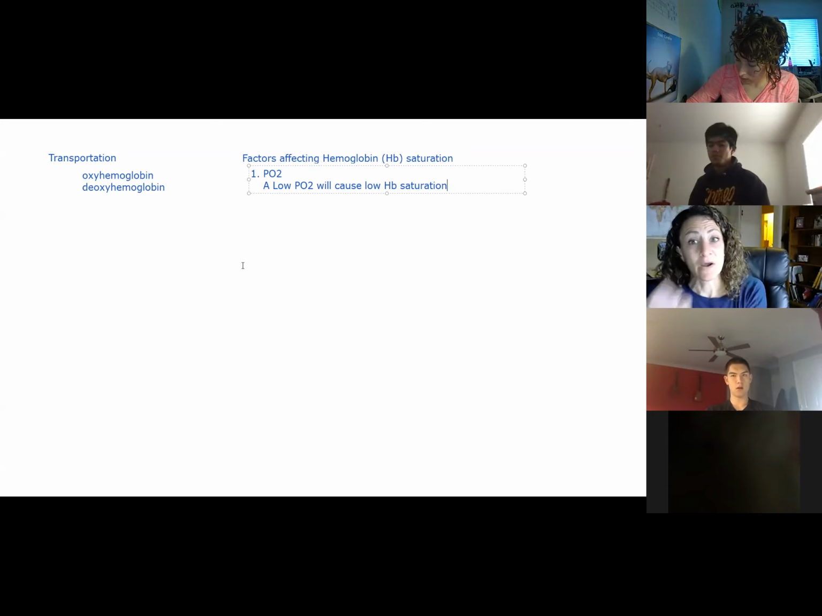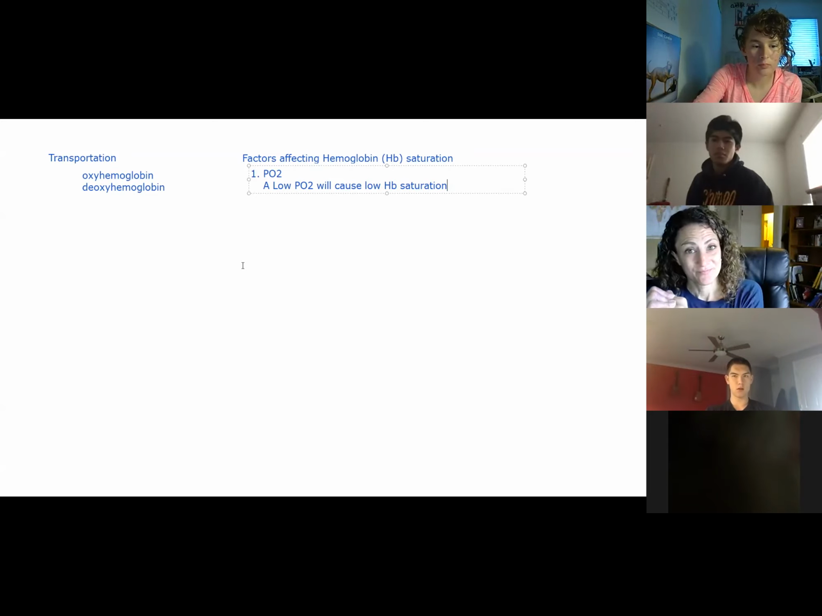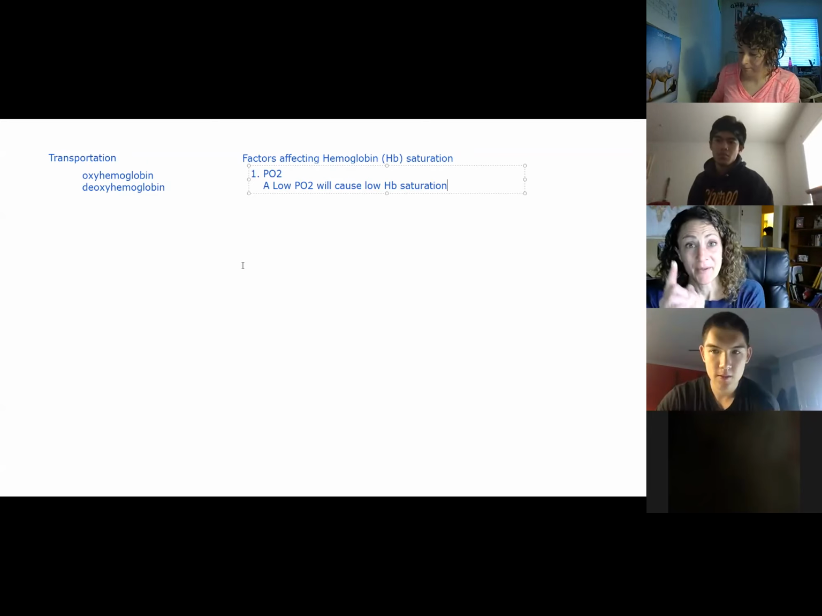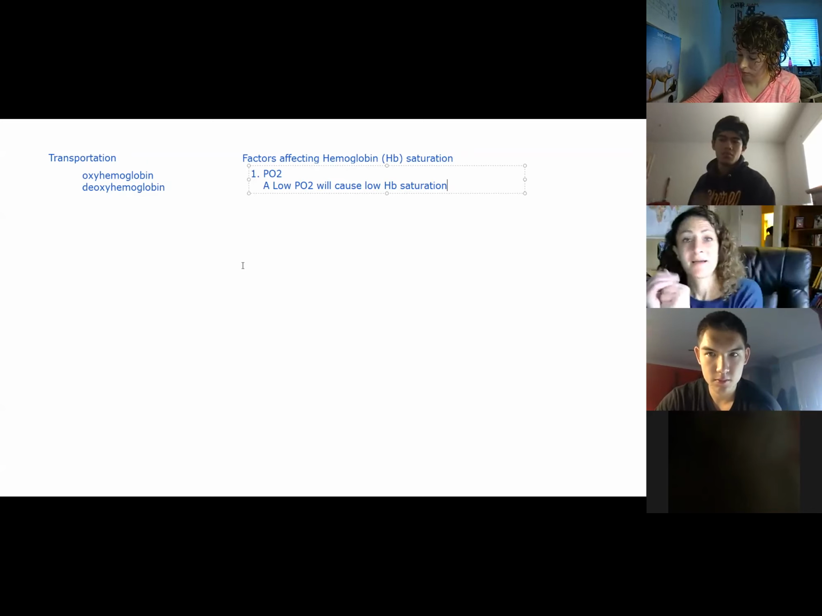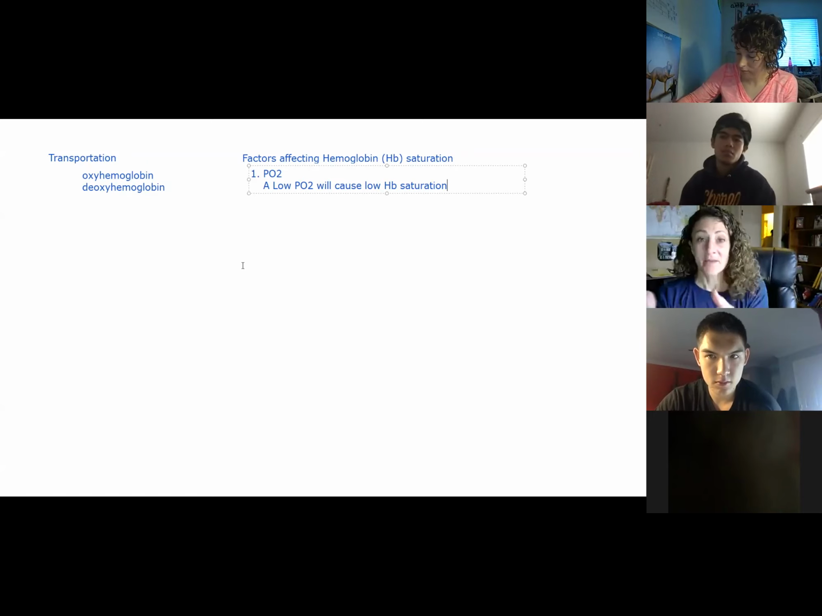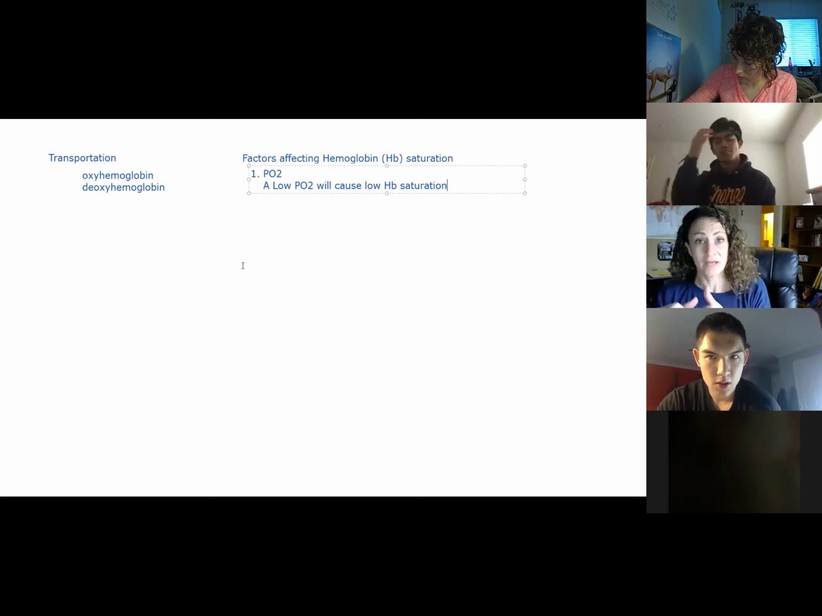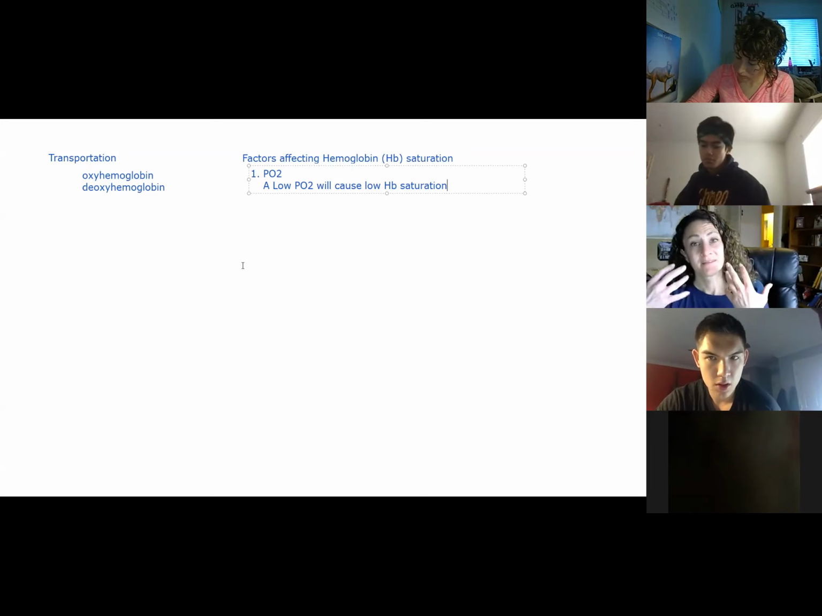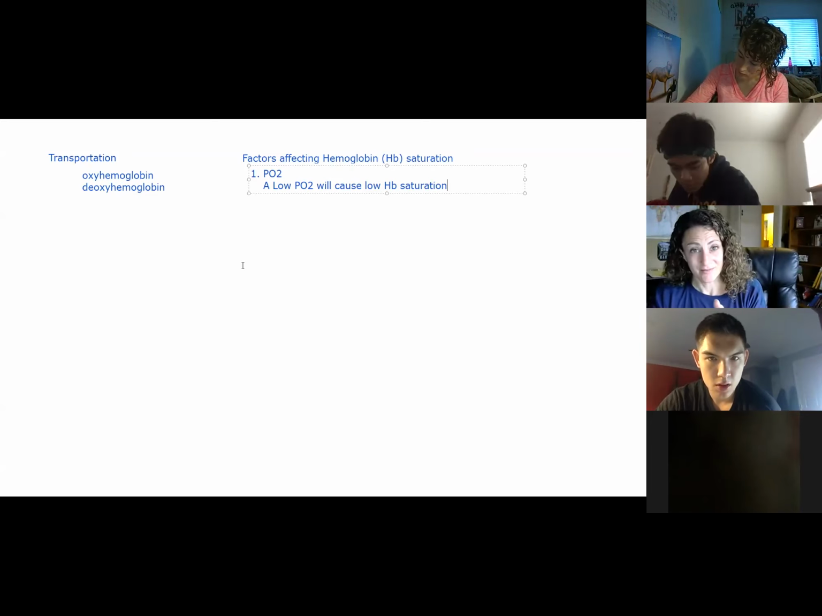Where is there low PO2? At the exercising muscle. At the muscle, the muscle is extracting the oxygen from the blood to consume it. So the blood surrounding the muscle has low levels of oxygen, has a low PO2. So a low PO2 will cause a low hemoglobin saturation, which means hemoglobin is going to release its oxygen at the exercising muscle, which is exactly what we want to happen.